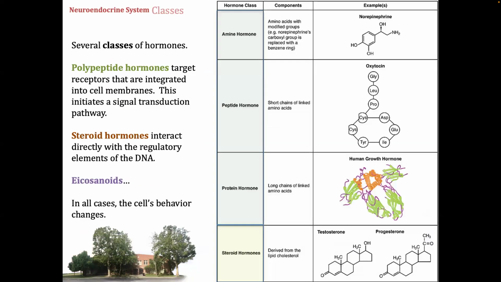So these are the two major classes of hormones. One is fat soluble, synthesized from cholesterol, and the other is water soluble. It's synthesized from amino acids. We'll start with the amino acid hormones. Collectively, we'll call these polypeptide. Some are amine hormones, meaning they have one amino acid. If it has more amino acids, we call it a peptide hormone. And then a bunch of amino acids, it's a protein hormone. It just depends on how many amino acids are in there.